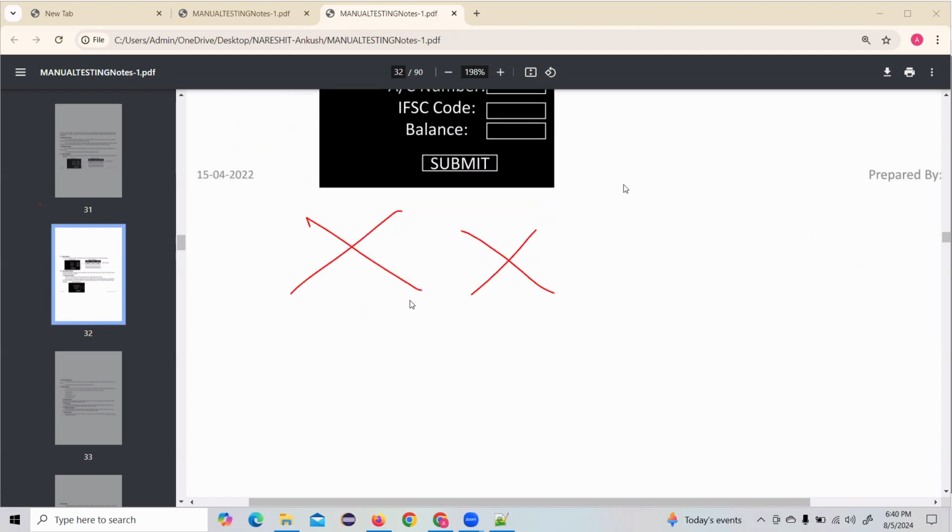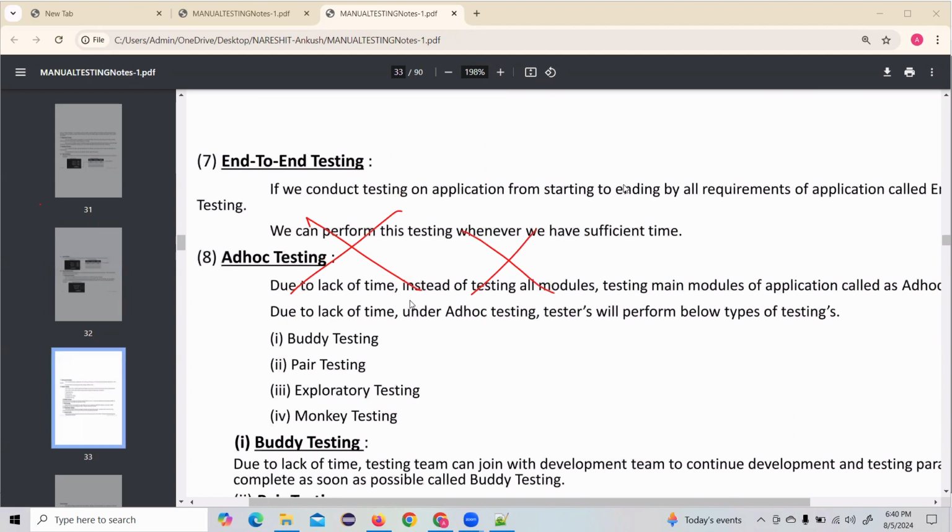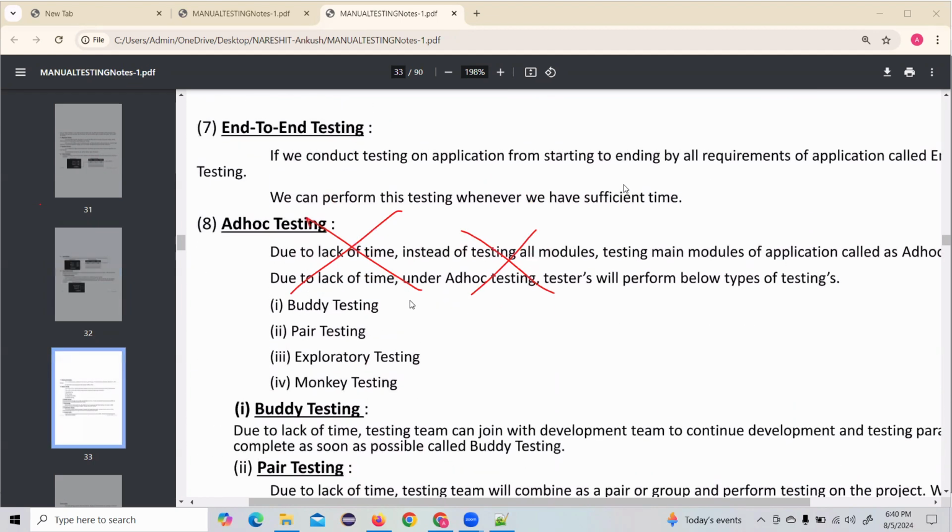What is our agenda? Our agenda is to find the bug. If I test the application only with positive inputs, can I find any defect? What is the agenda of doing positive testing? To meet customer requirements. Negative testing is for finding defects. Positive testing is not for finding defects; positive testing is to meet customer requirements.